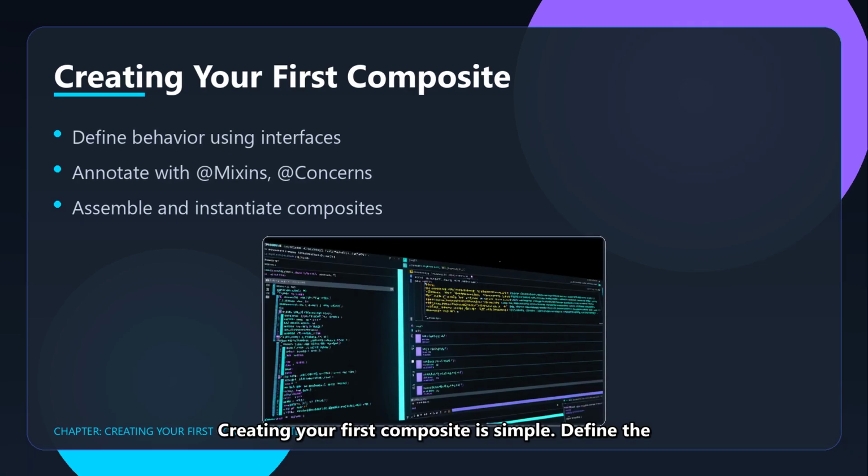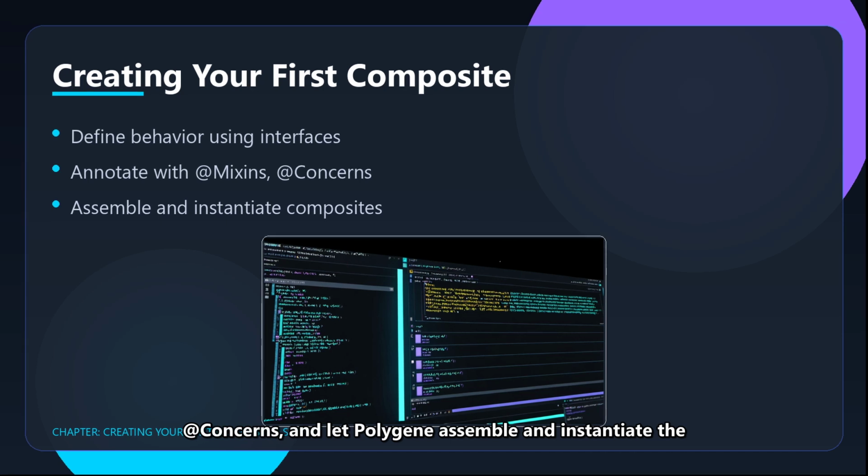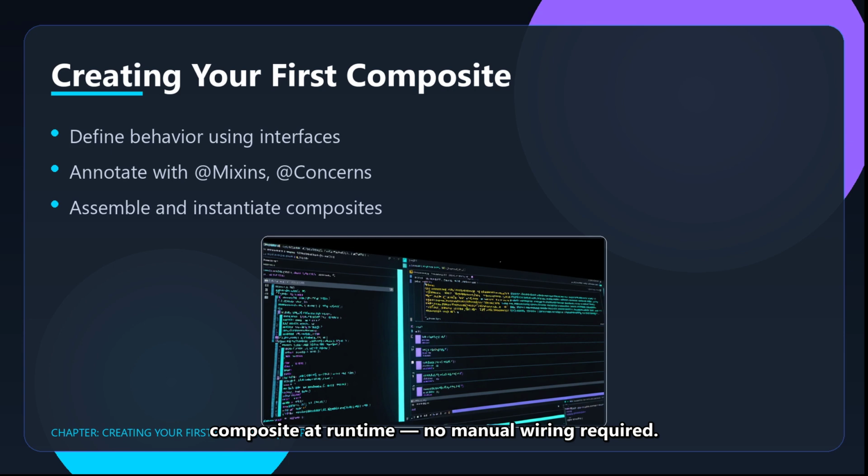Creating your first composite is simple. Define the behavior using interfaces, annotate them with @Mixins and @Concerns, and let Polygene assemble and instantiate the composite at runtime. No manual wiring required.